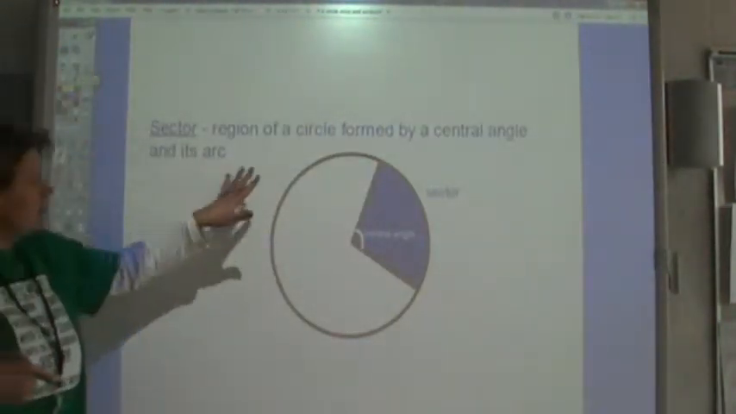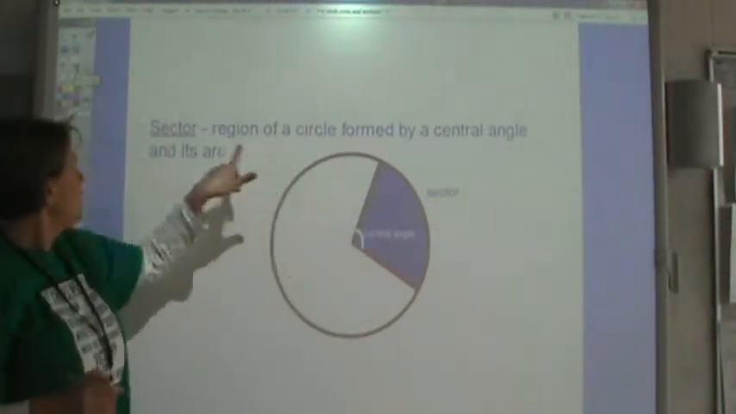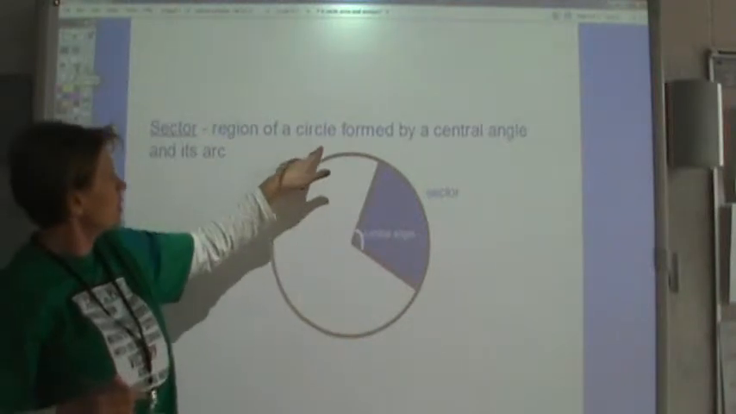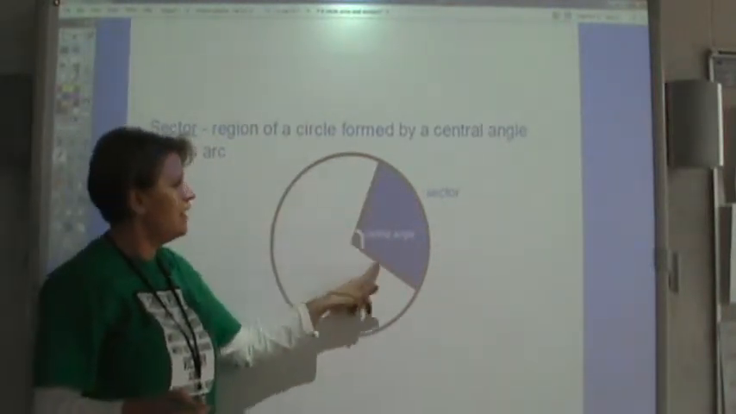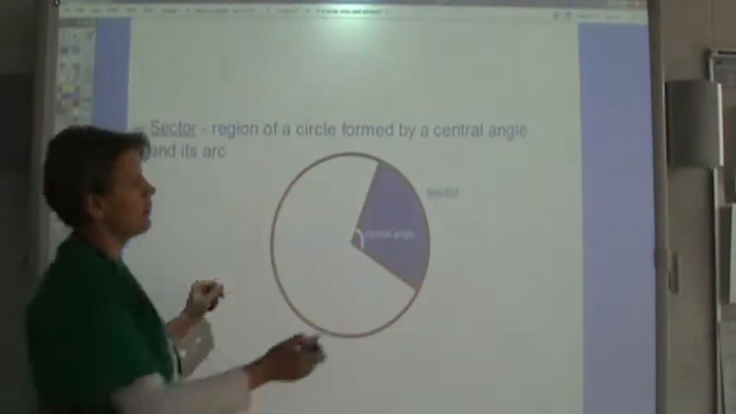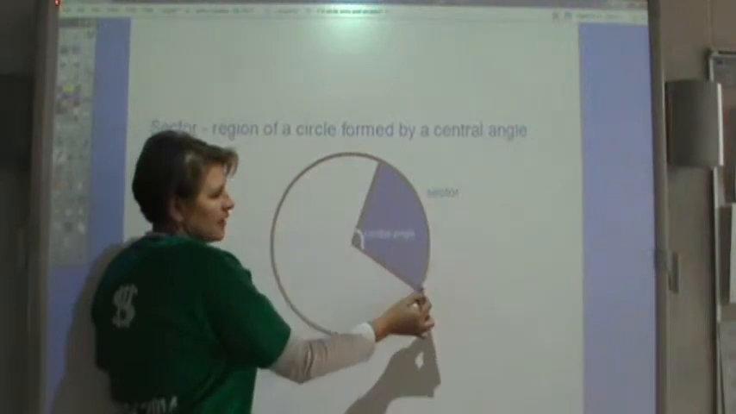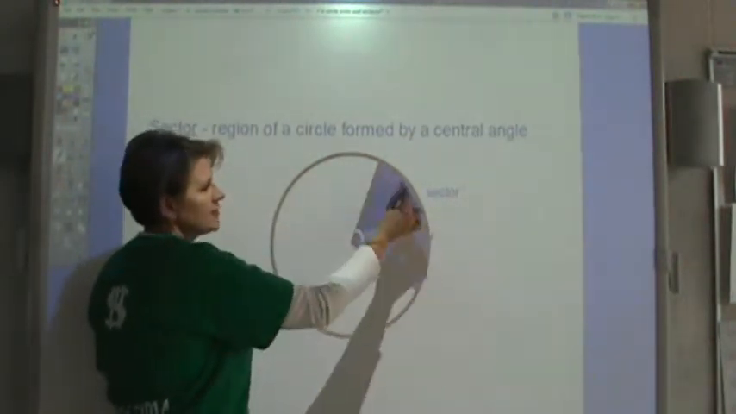Okay, sector. It's our section. I tried to color it for you. It's that blue part. It's the region of a circle formed by a central angle. So remember, a central angle is just an angle whose vertex is at the center of the circle. And its arc. Remember, the arc we talked about was just the crust of the pizza. So now we're talking about that whole slice.